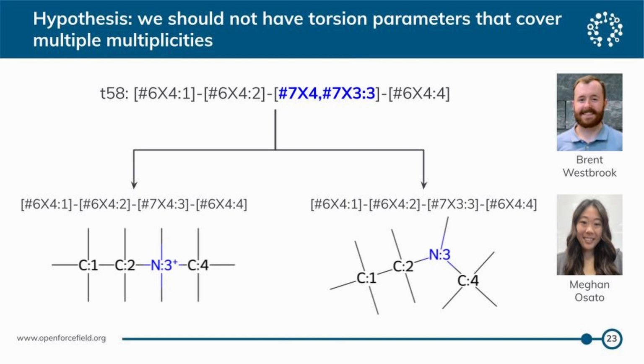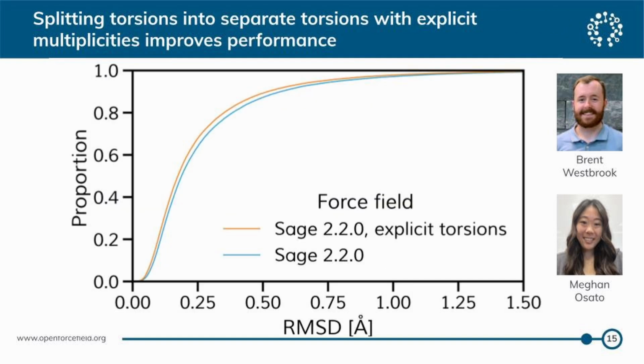And indeed, this is still an ongoing project, but our preliminary results are showing that our structures really improve once we do this, as shown by the improvement on our geometric benchmarks. So this is a cumulative distribution plot, and again, we want the curve to be higher as we get closer to 0.